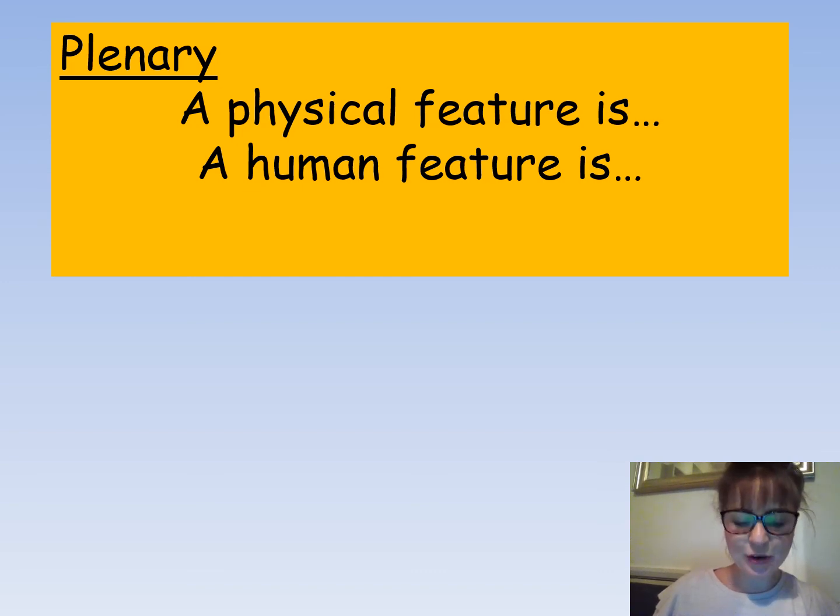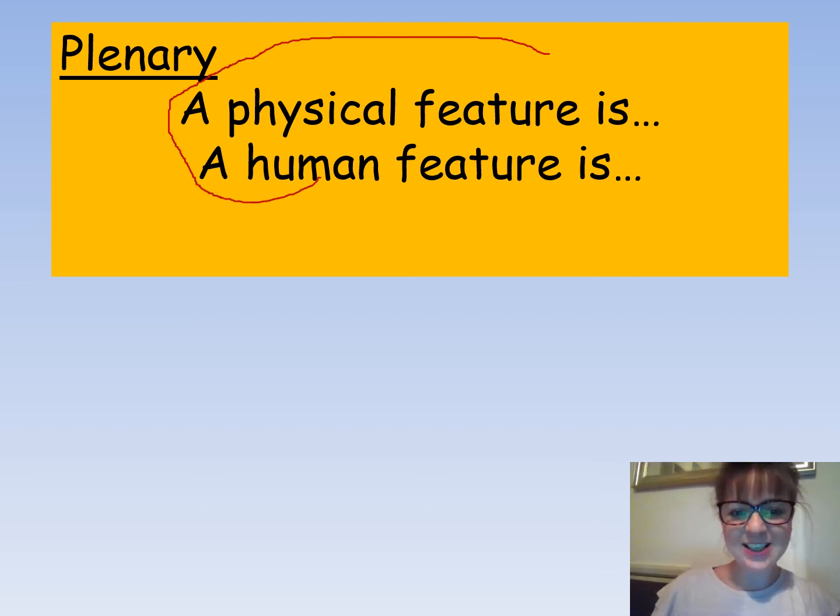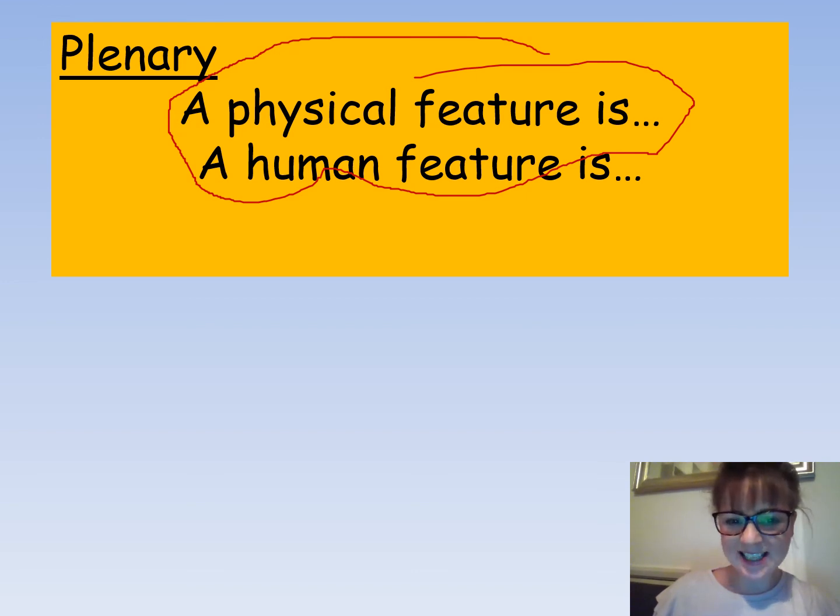So just before you go and get on with your tasks, I would like you to explain to your adult what a physical feature is. A physical feature is, pause the video while you tell your adult. And a human feature is, pause the video while you tell your adult. Well done, I look forward to seeing your work.